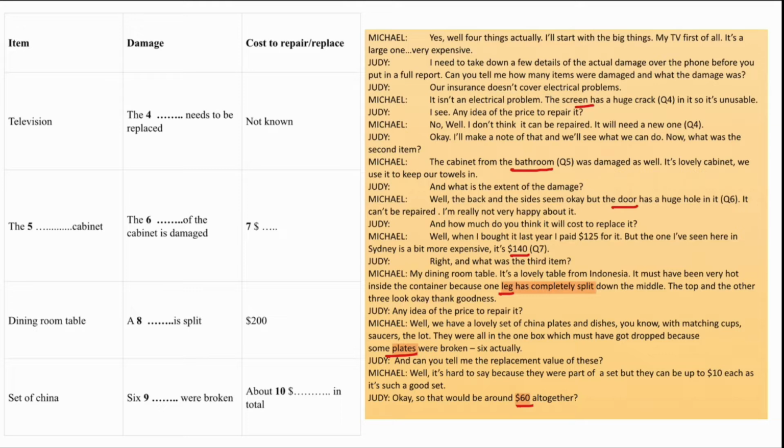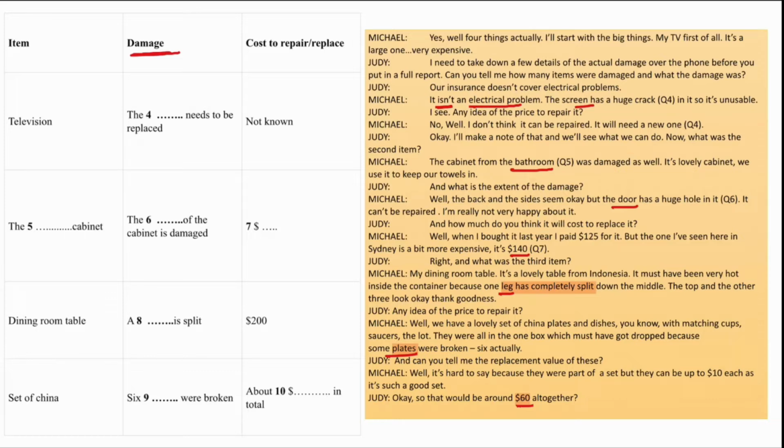So for question number fourth, he used certain synonyms which we had already predicted that he may use. They were asking about the damage, that in the television, what is damaged? So Michael said that the television doesn't have any electrical problem. He used the word isn't.